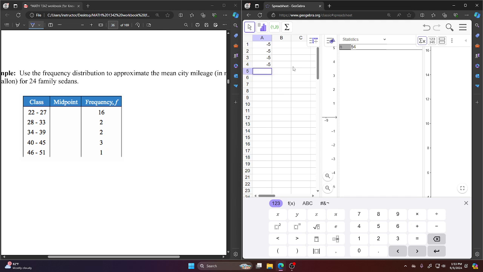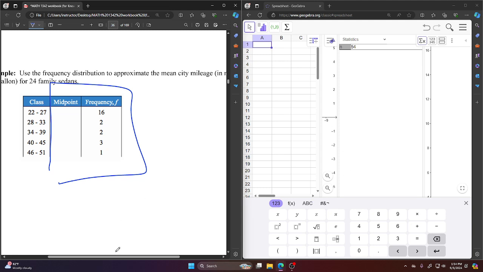GeoGebra doesn't understand. It thinks I'm wanting to subtract them. That's not what I want. So in order to make this work, and this is why the workbook has this, I need to use a midpoint. I'll use the midpoint as my first column. GeoGebra wants these two columns to do the work, so I need to find the midpoint for each of these.